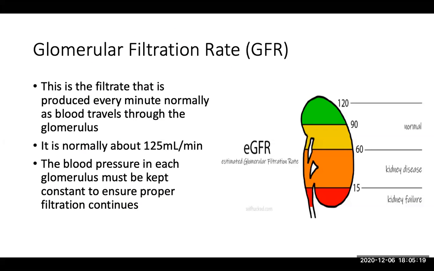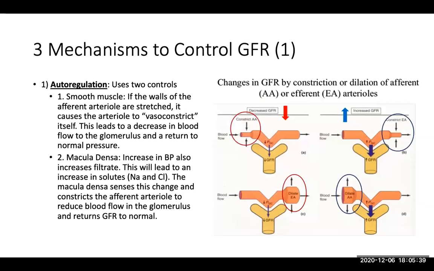The glomerular filtration rate is just the rate at which the glomerulus is filtering the blood. It's the filtrate that is produced every minute as blood travels through the glomerulus, and it's normally about 125 milliliters per minute. The blood pressure in each glomerulus must be kept constant to ensure proper filtration continues. There are three mechanisms that control glomerular filtration rate.